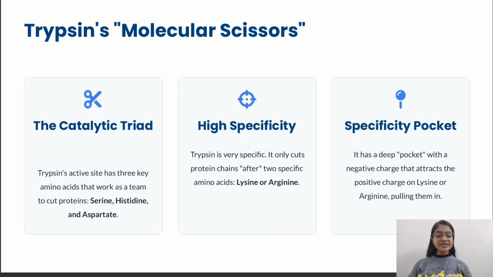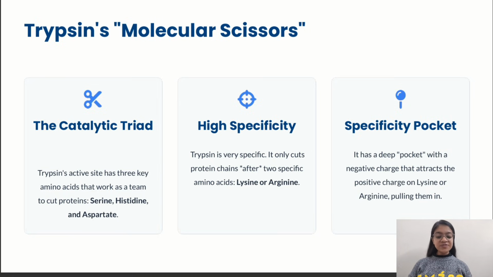Trypsin is what we call a serine protease. This means its core mechanism involves an amino acid, that is serine, and it breaks peptide bonds. But its most remarkable feature is its extreme specificity. It does not cut proteins randomly. Trypsin cuts a protein chain only after two specific amino acids, that is lysine or arginine. These two amino acids share one distinct feature, that is a strong positive electrical charge.